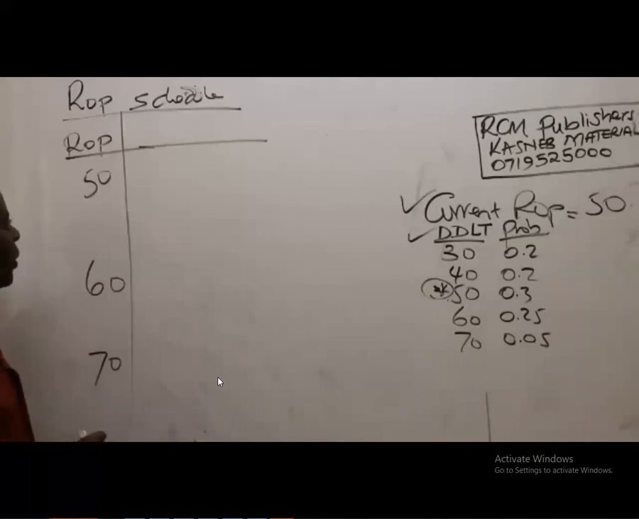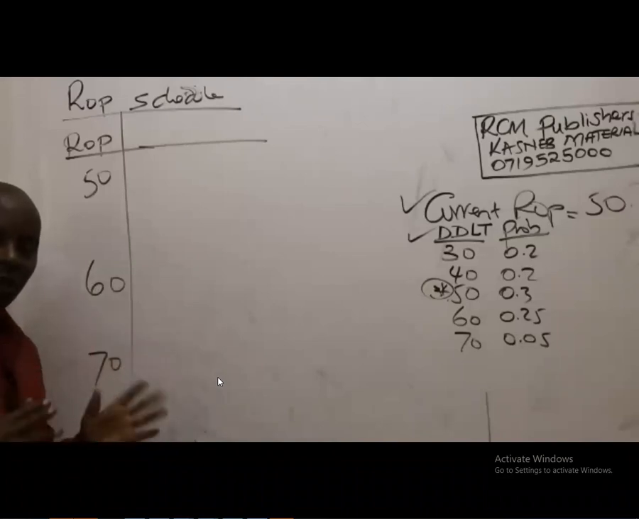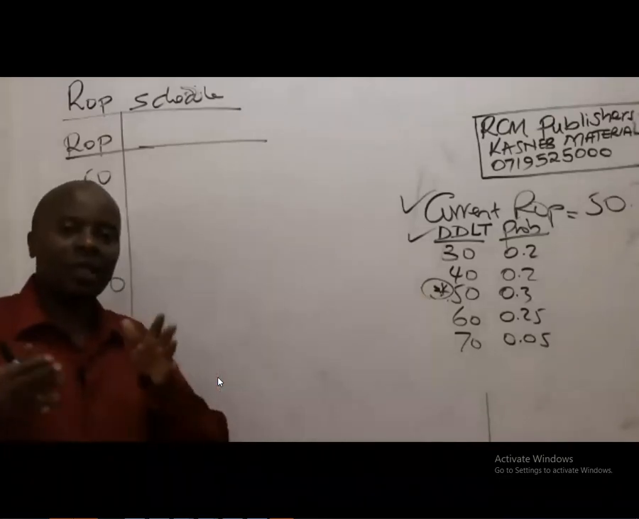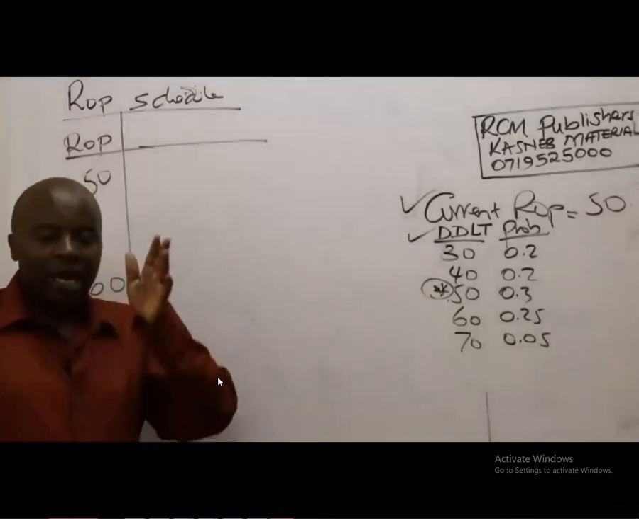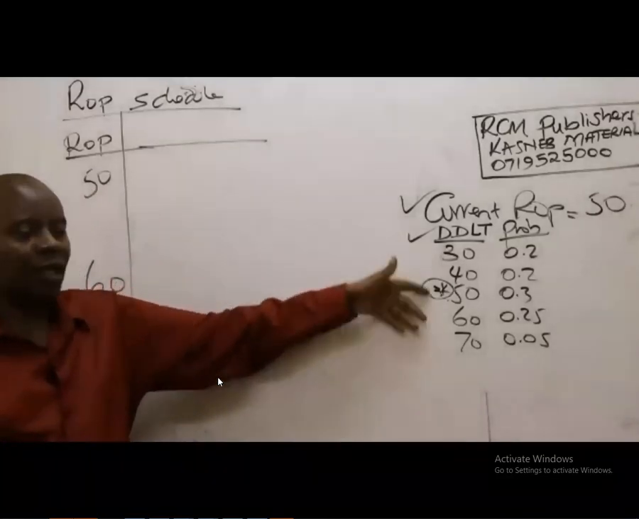What I like telling my students whenever it comes to this ROP schedule, we always think of the Christianity rule: forward ever, backward never. So once I start from the current, I can only pick the higher values, not the backward figures.